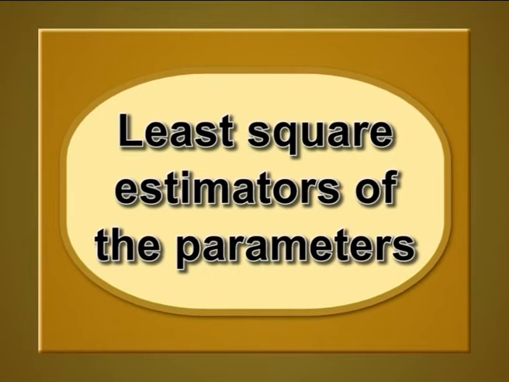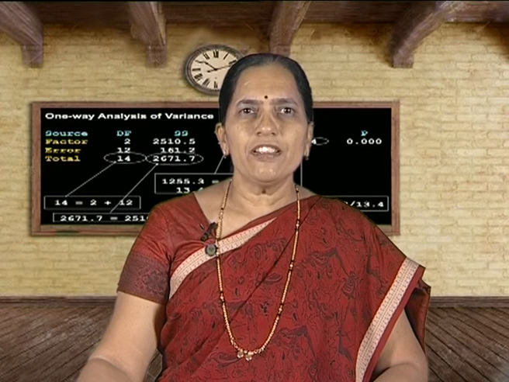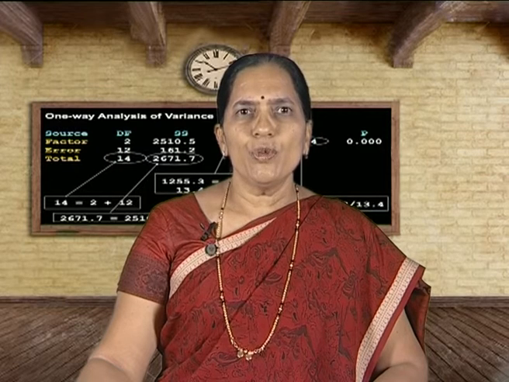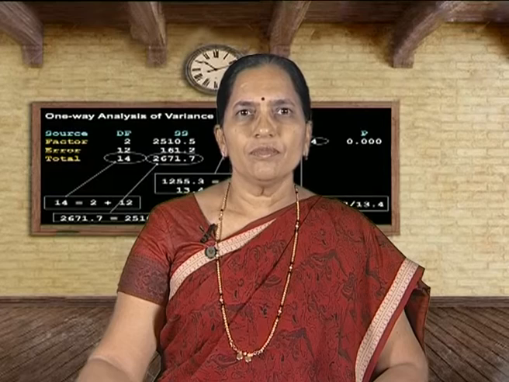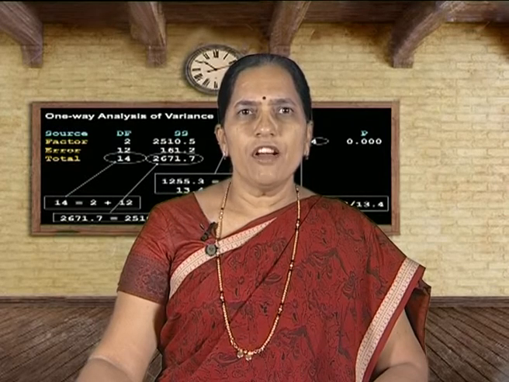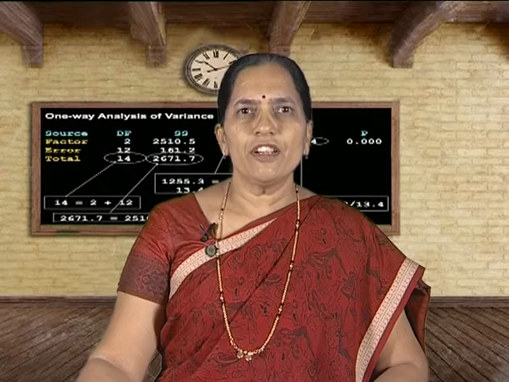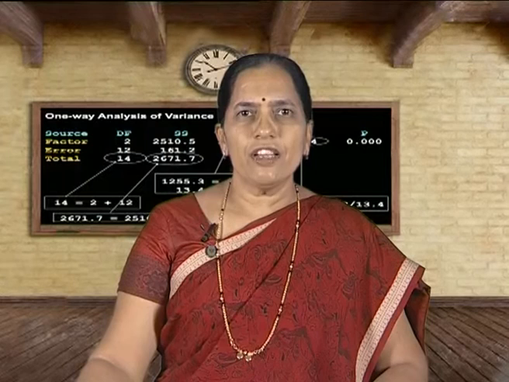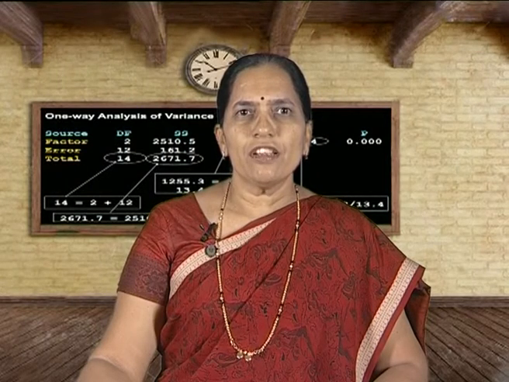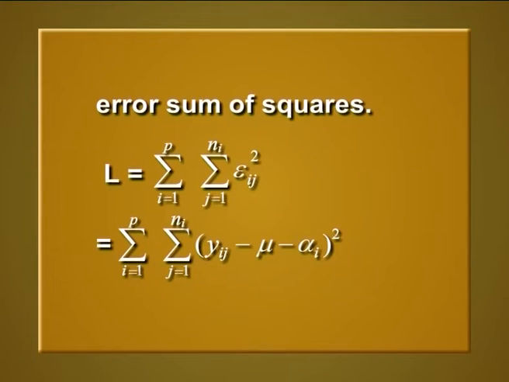Least square estimators of the parameters. The parameters in this design are mu, alpha 1, alpha 2, etc., alpha p. The parameters mu and alpha i's are estimated by the method of least squares, that is by minimizing the error sum of squares. So, what is the error sum of squares? The error sum of squares is a double summation, the first summation for i equal to 1 to p, the second summation for j equal to 1 to ni, epsilon ij square.